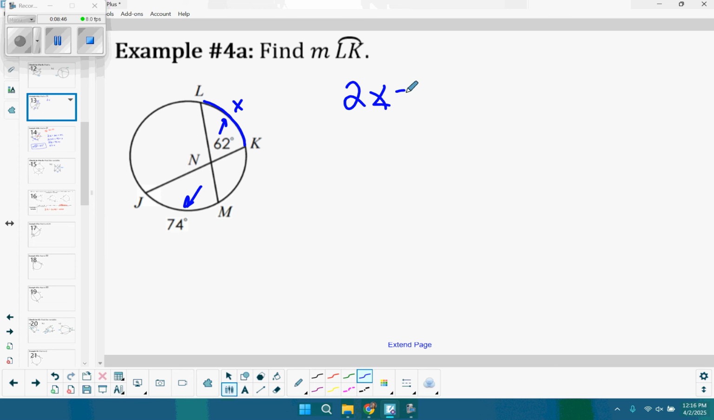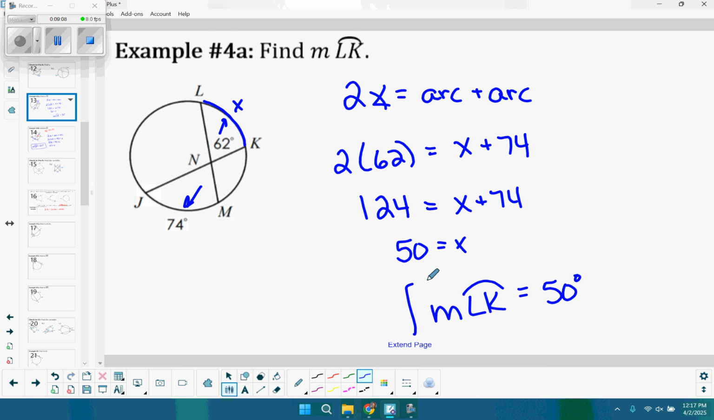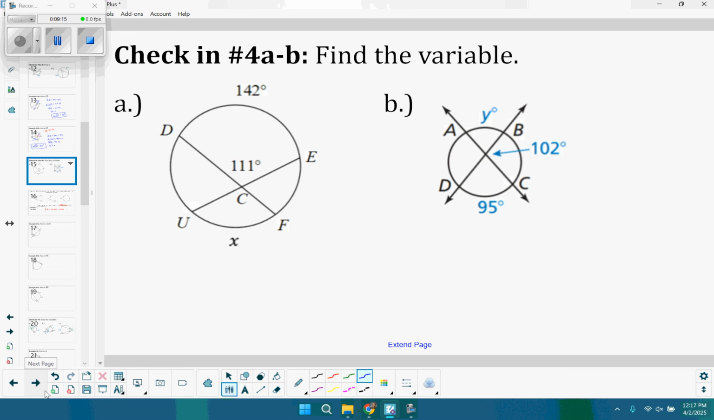If 2 times angle equals arc plus arc, 2 times the 62 is equal to x plus 74. So 124 equals x plus 74, minus 74. X is 50. So the measure of arc LK is 50 degrees. So now here are 2 check-ins. You can pause. Answers are posted on Google Classroom.